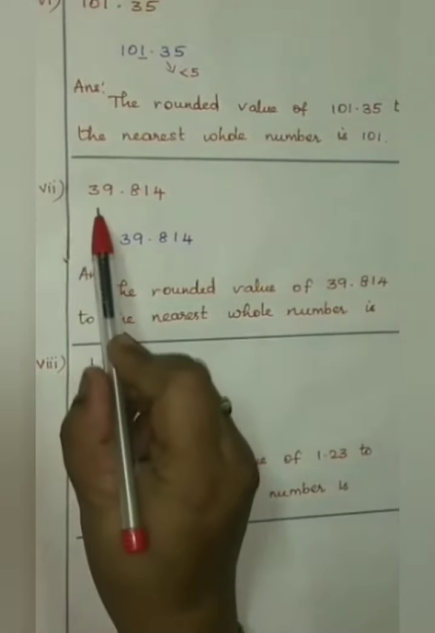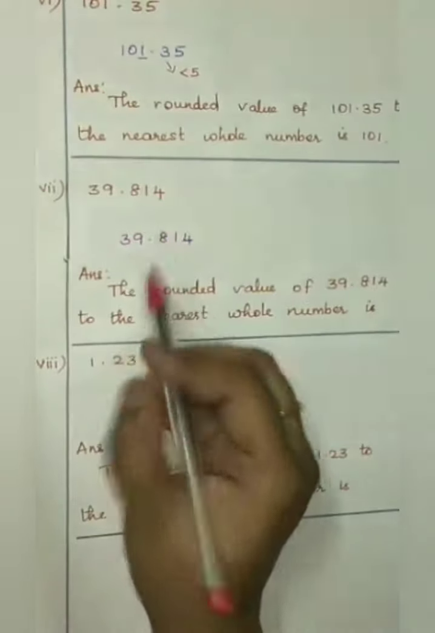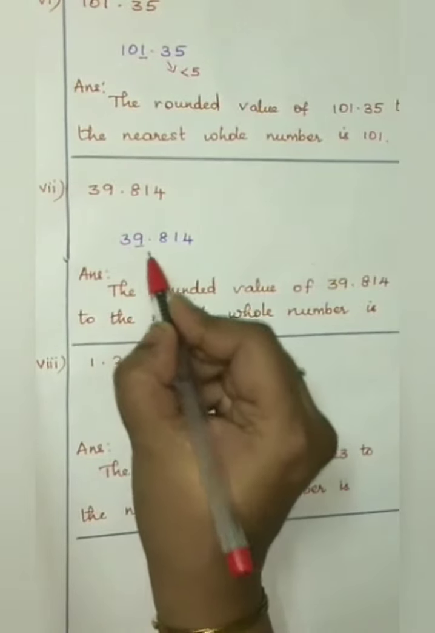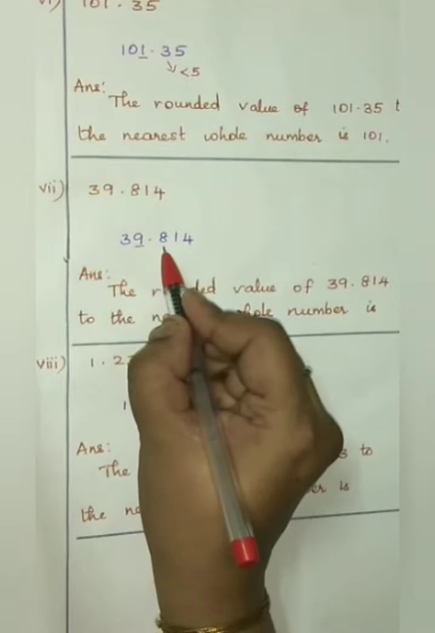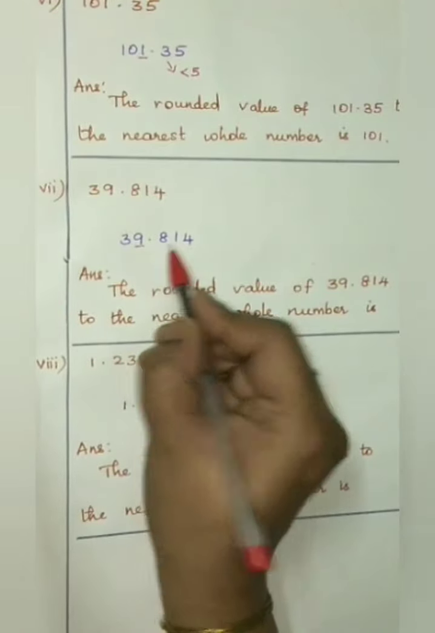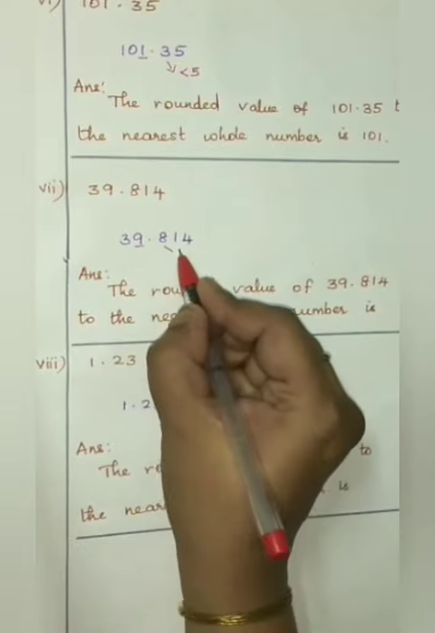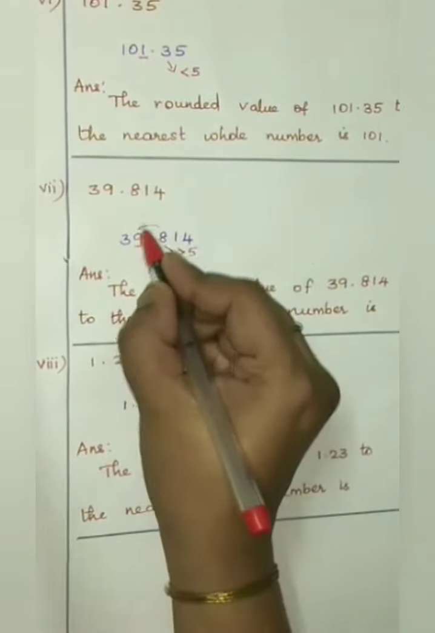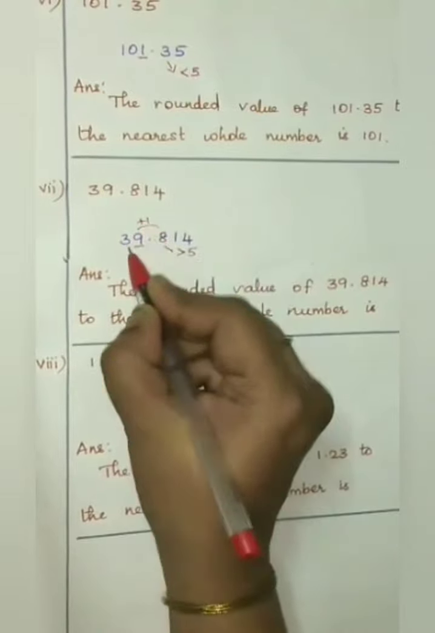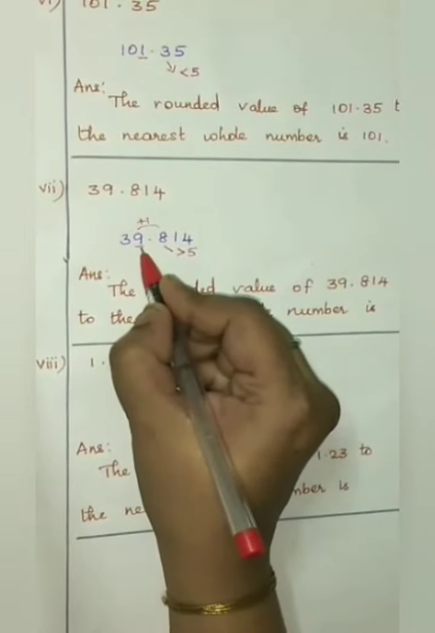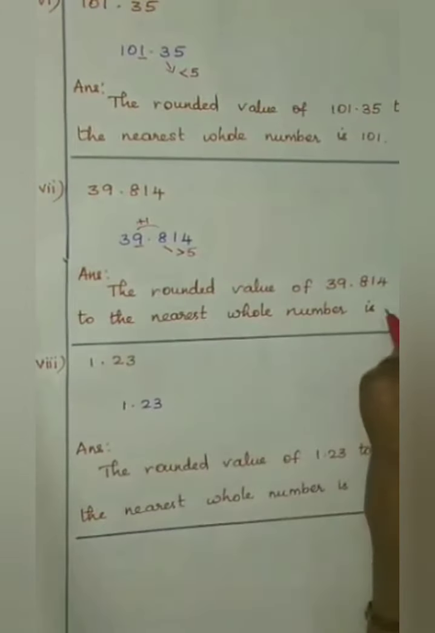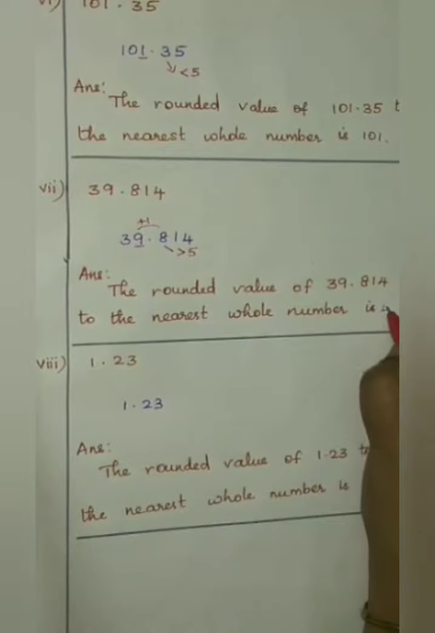Seventh subdivision, 39.814. Underline the rightmost digit in the whole number part and see the digit which comes after the underlined digit, that is 8, which is greater than 5. So add 1 to the underlined digit. So when you add 1 to this 39, it becomes 40. So the rounded value of 39.814 to the nearest whole number is 40.